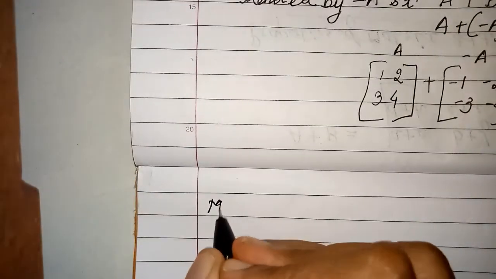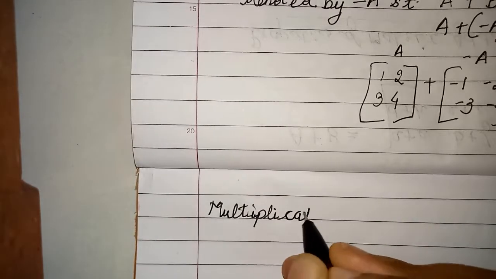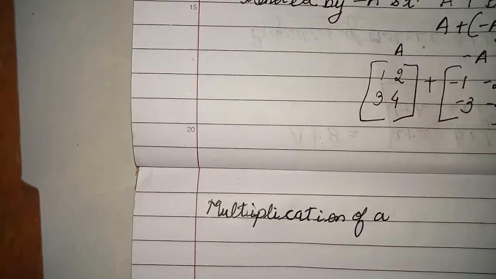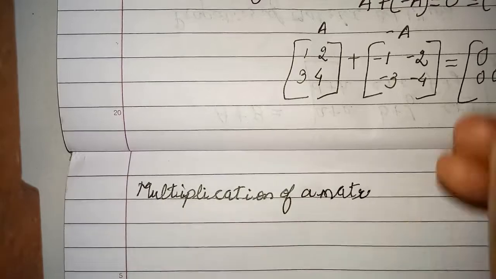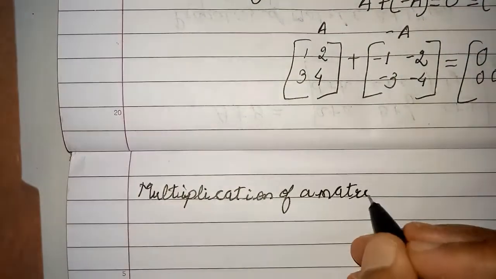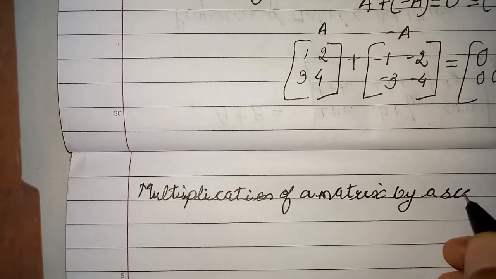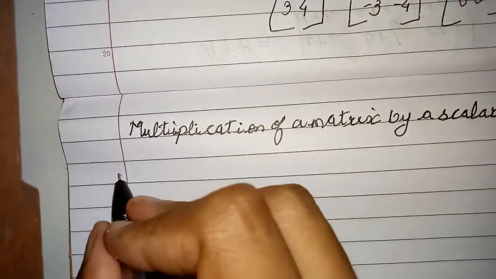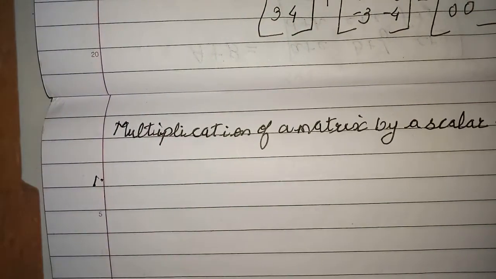the second operation. You know that the second basic operation which is possible is multiplication of a matrix. Now I have just shown you minus of A, so I can define multiplication of a matrix here. Here what is done? A is multiplied by minus 1. So multiplication of a matrix by a scalar. How is it defined? Scalar means any constant number, any constant value.